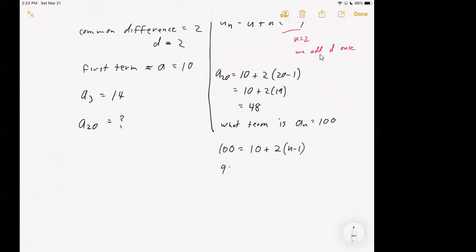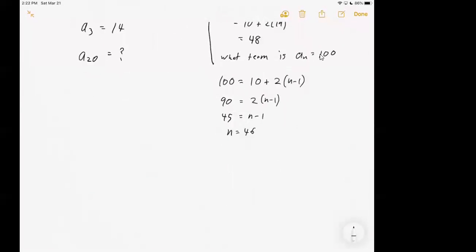We can say 90 is equal to 2 times n minus 1. Divide by 2, so 45 is equal to n minus 1. So n must be 46. So on the 46th term, the term value would be 100. So we could do that. Now we could continue with this.